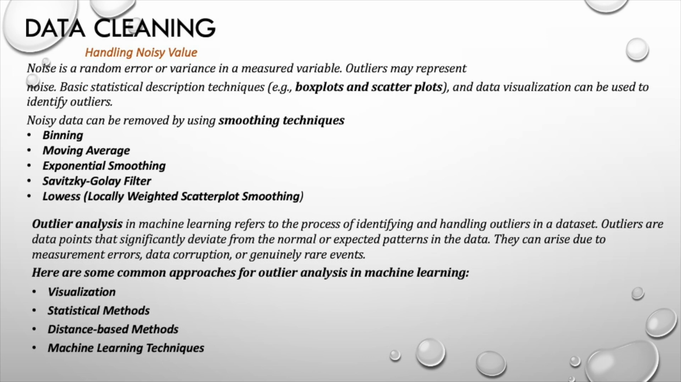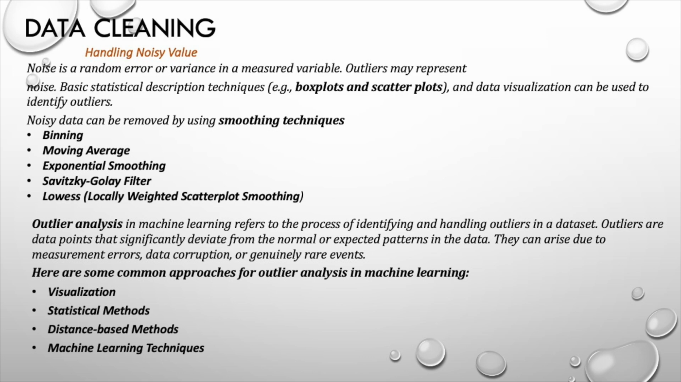Handling noisy values. Noise is a random error or variance in a measured variable. Outliers may represent noise. Basic statistical description techniques, e.g., boxplots and scatterplots, and data visualization can be used to identify outliers. Noisy data can be removed by using smoothing techniques.